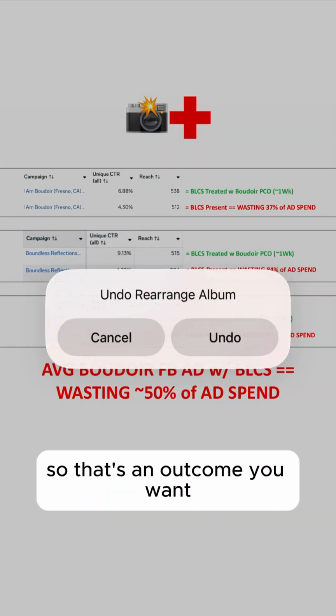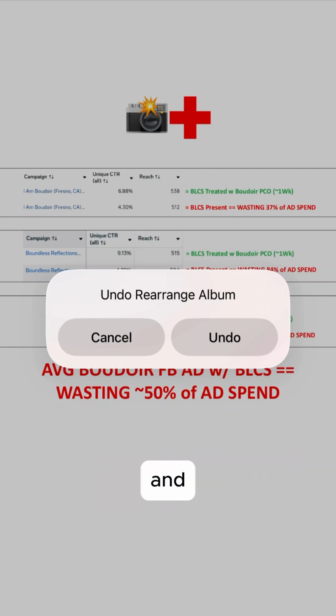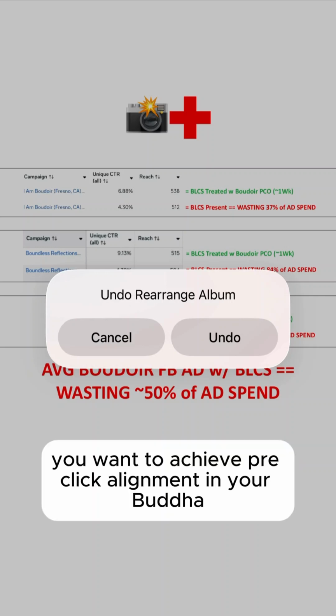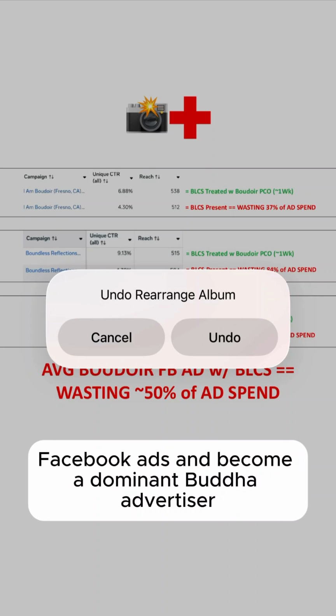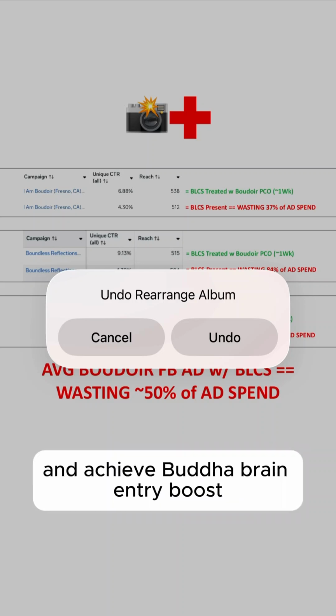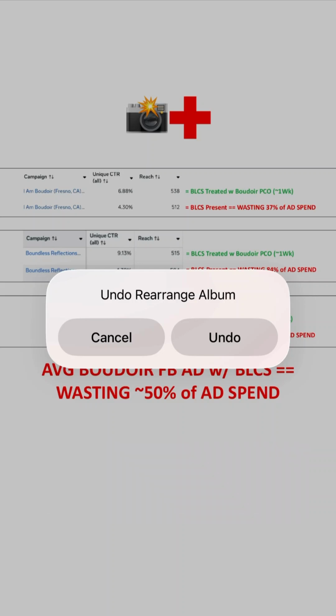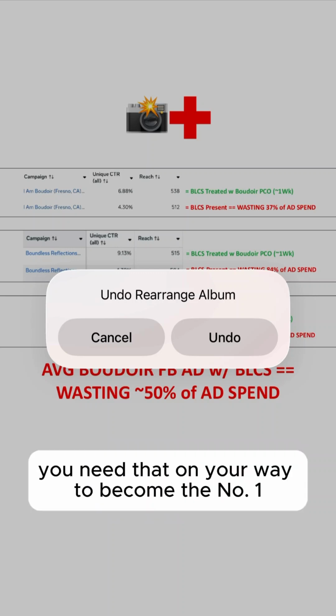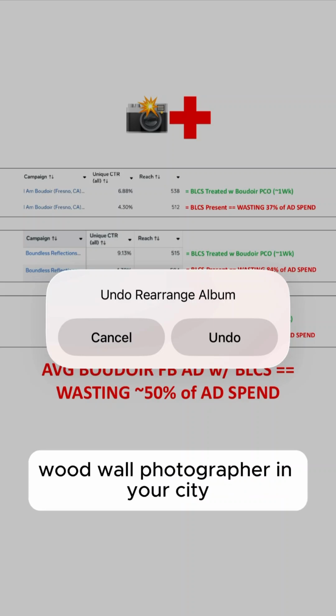So that's an outcome you want. And you want to achieve pre-click alignment in your boudoir Facebook ads, become a dominant boudoir advertiser, and achieve boudoir brain entry boost, because you need that on your way to become the number one boudoir photographer in your city.